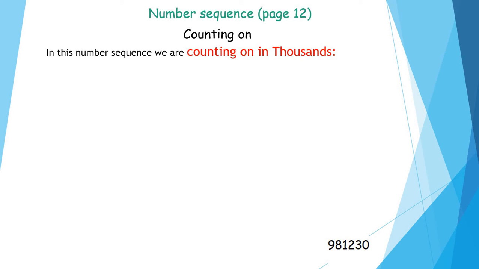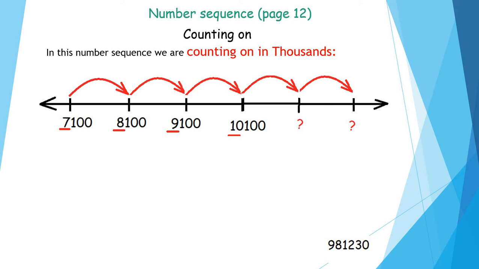In this number sequence, we are counting on in thousands. Okay? Look at this group of numbers. Again, I help you by underlining the changing place, which is the thousand place. It's getting bigger and bigger each time. But this time there's a small trick here. So read the number as you read a regular number.